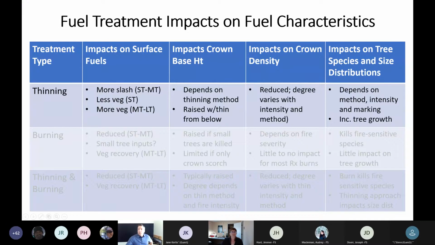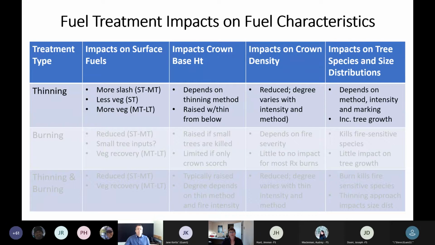Right, and then with our final principle, we can think about thinning's impacts on tree sizes, tree species, and size distributions. The degree to which thinning impacts these things depends on a variety of factors that go into developing our marking guides, including what thinning method we choose. So if we're thinning from below, we're preferentially removing trees from lower crown classes. That tends to leave residual stands with larger mean diameters because we're leaving the larger trees in the stand, so we can shift size distributions up. That tends to promote increased likelihood of survival during a fire event.